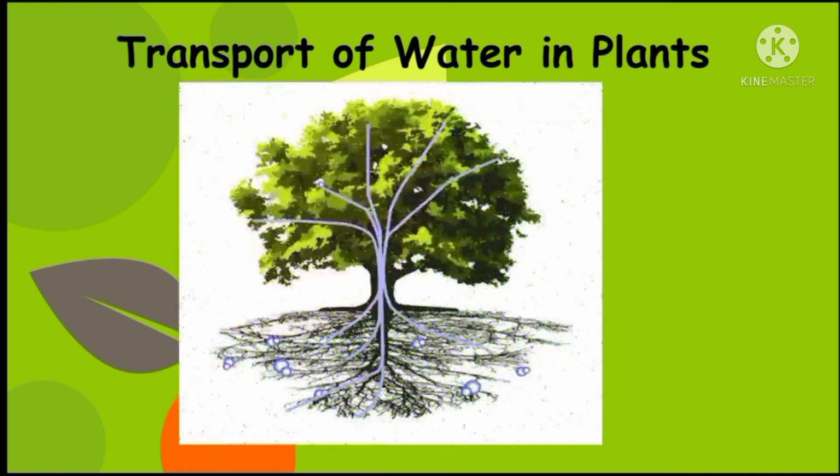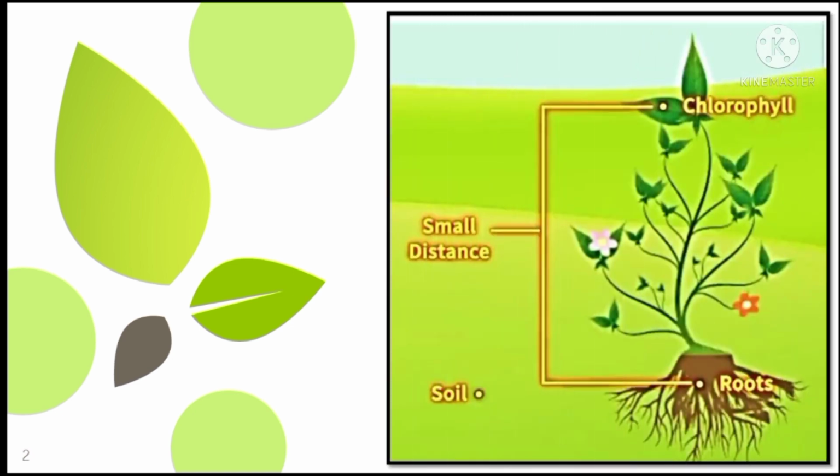In this session, we will be exploring how transport of water takes place in plants. We already know that plants prepare their own food through the process of photosynthesis, and it requires light, water, and carbon dioxide. The sunlight is absorbed by the chlorophyll present in the leaves, carbon dioxide is absorbed through the stomata, and water is absorbed by the roots.